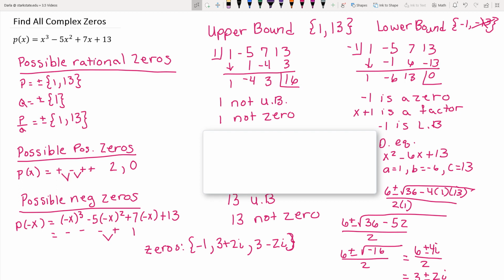Notice that we have 1 negative 0, like our Descartes Rule of Signs said we would have, and we have 0 positive zeros because we have 2 imaginary complex zeros.